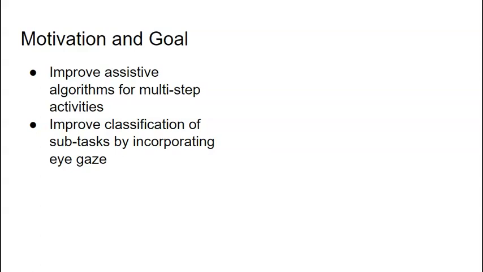Assistive algorithms have emerged as a way to make these devices easier to operate, but they are currently only effective for one-step tasks. To develop assistive algorithms that are effective for multi-step tasks, it's important to know which immediate subtask the user is attempting. Since eye gaze is a natural behavior that indicates an individual's goals, we propose incorporating data about the user's eye gaze into an action recognition model to improve the classification of the subtask.